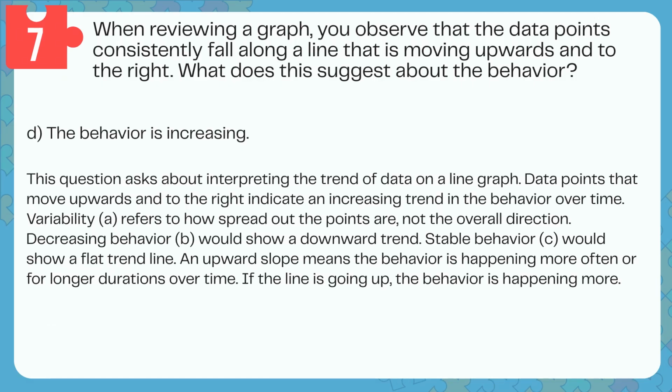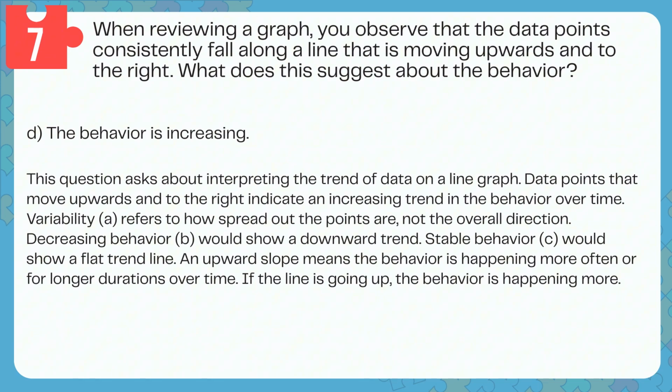Answer: D. The behavior is increasing. Explanation: this question asks about interpreting the trend of data on a line graph. Data points that move upwards and to the right indicate an increasing trend in the behavior over time. Variability, A, refers to how spread out the points are, not the overall direction. Decreasing behavior, B, would show a downward trend. Stable behavior, C, would show a flat trend line.